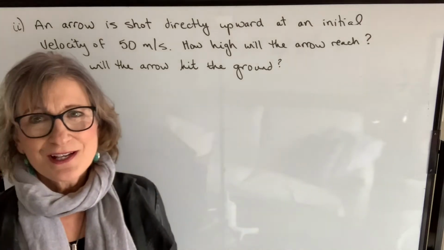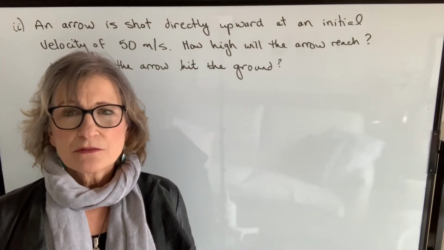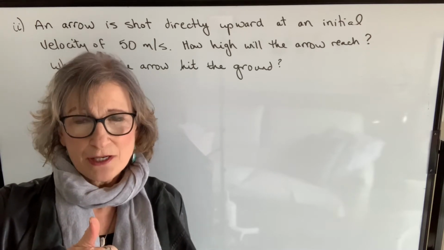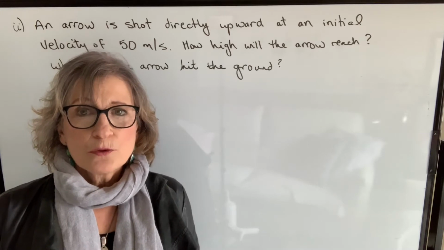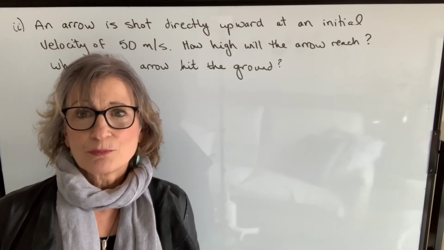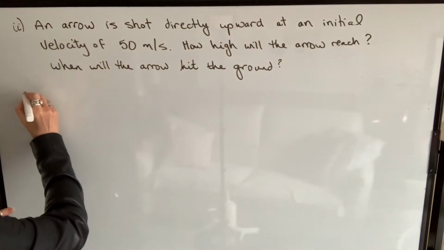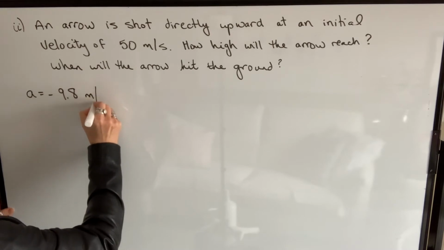So at first glance, it probably seems like there's not a lot of information, but any questions that involve something that's being shot straight upwards or dropped and going straight downwards, all of those objects have a constant acceleration due to gravity acting on them. And that acceleration is negative 9.8 meters per second squared.